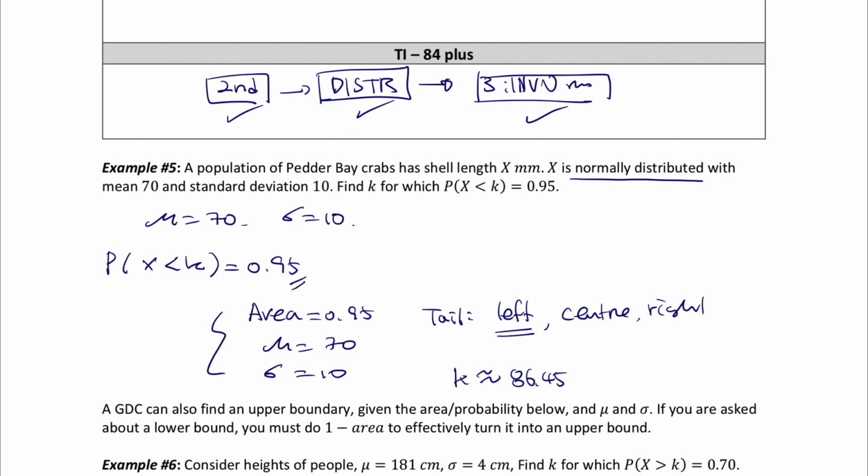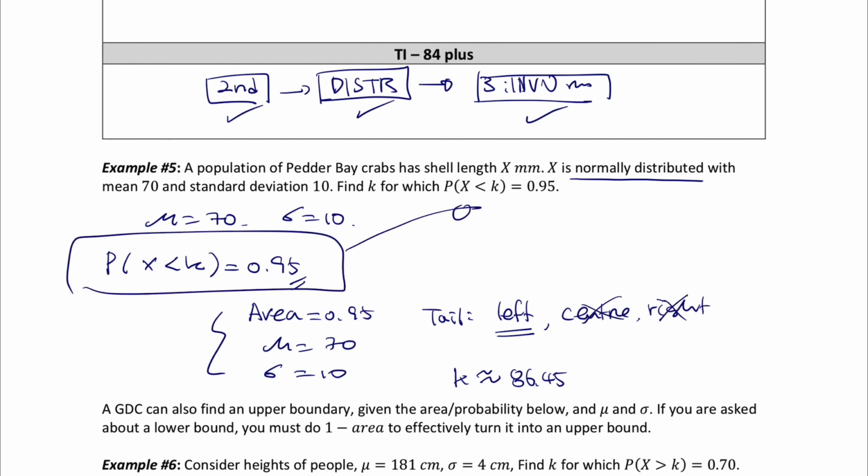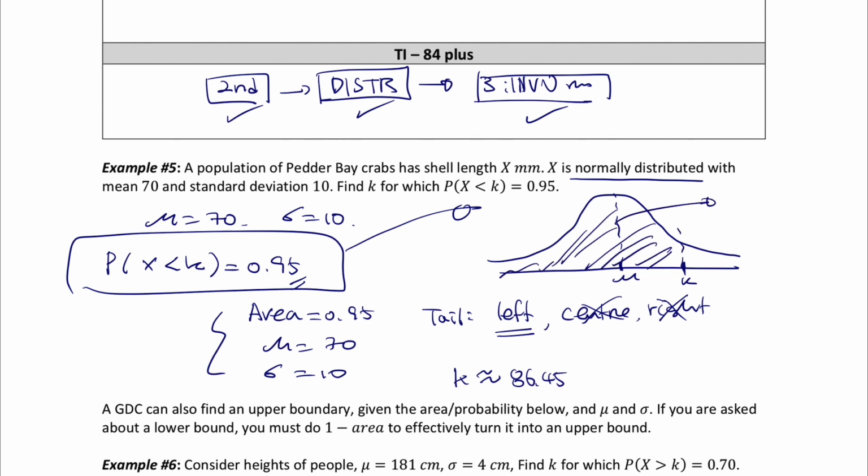Then let's talk about why we are setting the tail as left, not as center or right. If you look at this probability here, we know that this is normally distributed data, and the mean is here, and we are not sure about the K value, but we are trying to find the values that are less than K, right? And this part is about 95%, right? So you can see that the area we are looking for is located on the left-hand side of that K value. So that's the reason why we say the tail is left.